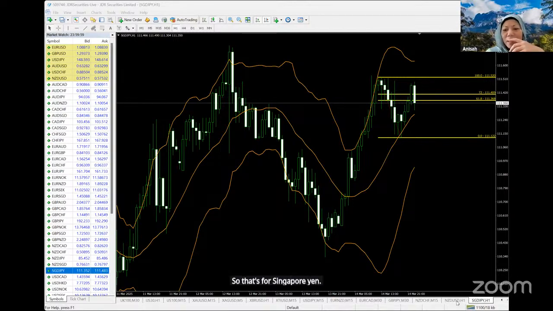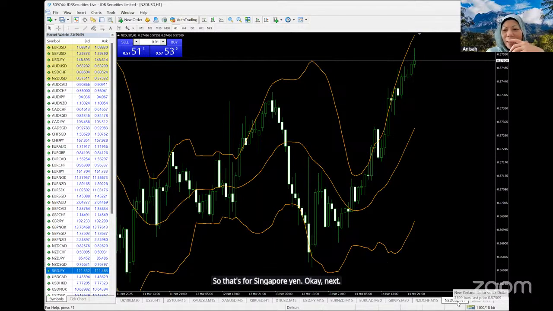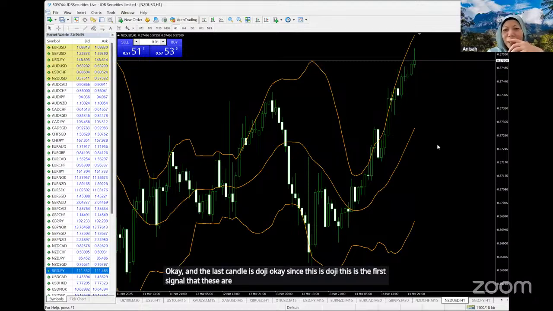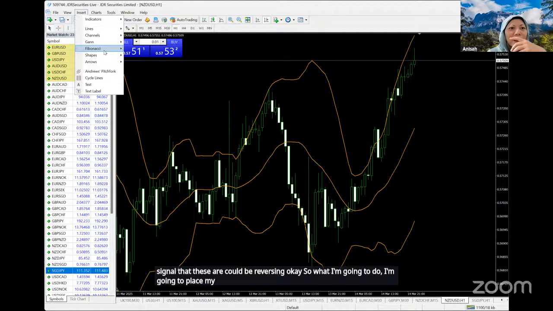Next we're looking at Kiwi dollar. Kiwi dollar has a steep uptrend, and the last candle is a doji. Since this is a doji, this is the first signal that this uptrend could be reversing. So what I'm going to do, I'm going to place my Fibonacci.